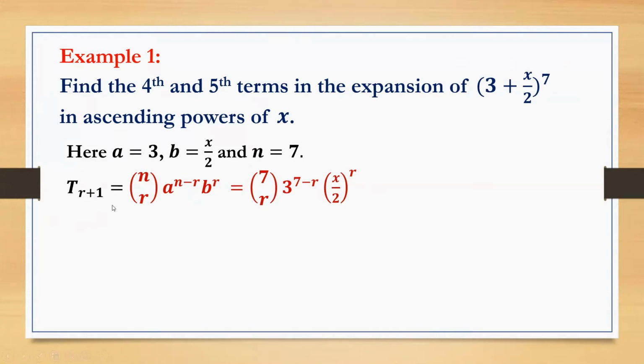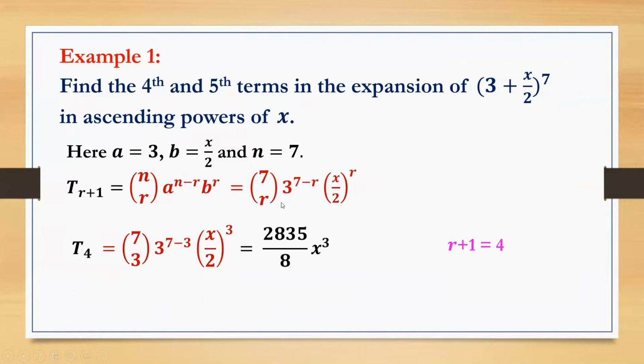So I need to find T4. This means that r plus 1 is equal to 4, so solving this equation, I get r equal to 3. T4 means r is equal to 3 in the formula. This gives me 7C3 3^(7-3) (x/2)^3. Simplifying using my calculator to evaluate 7C3 times 3^4 times x^3 over 8, this gives me 2835/8 x^3.